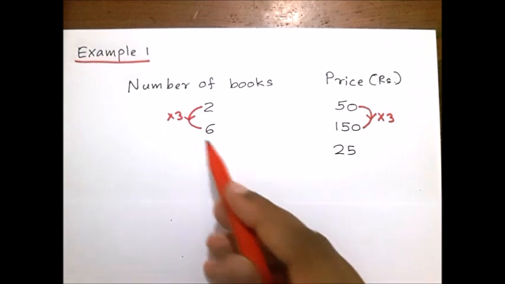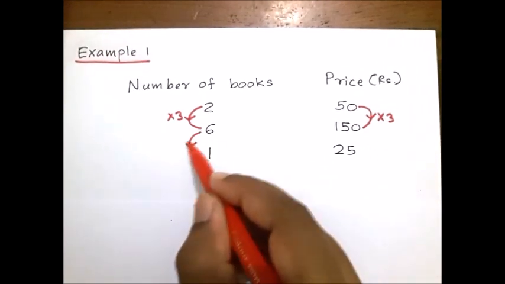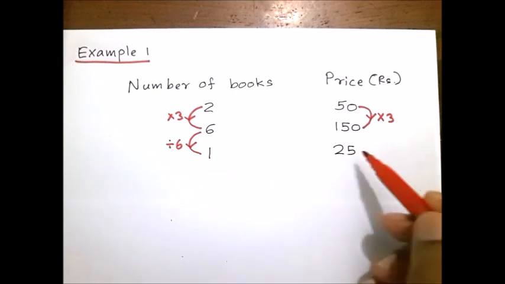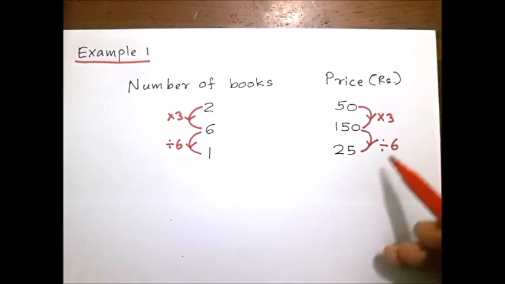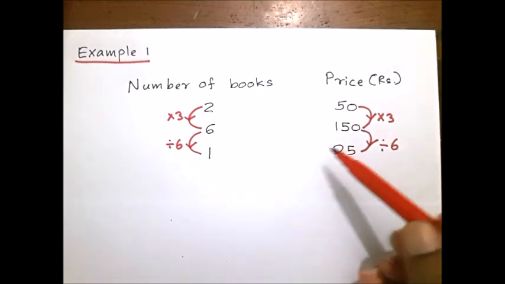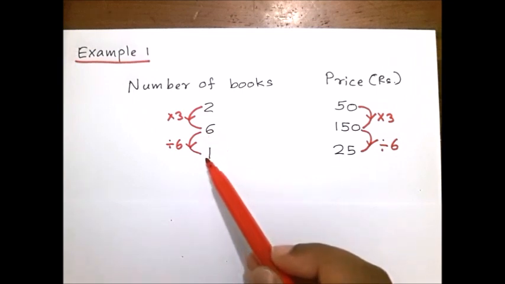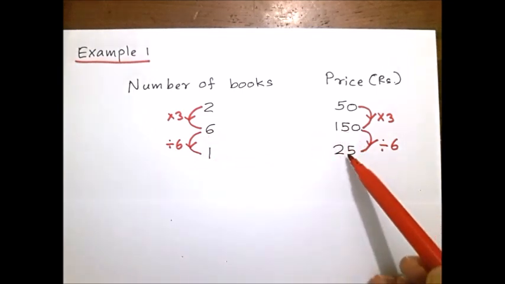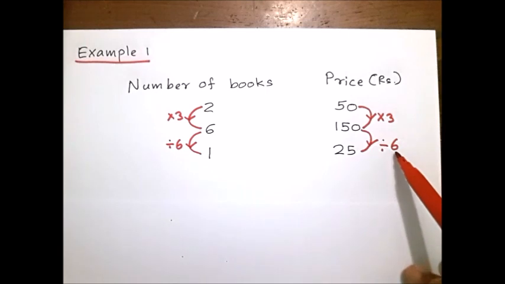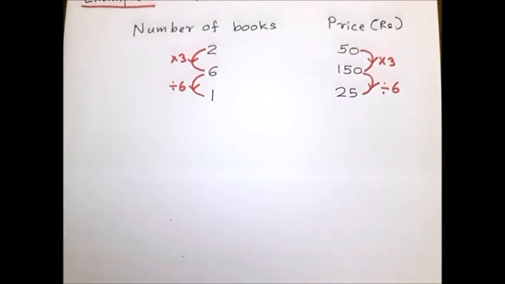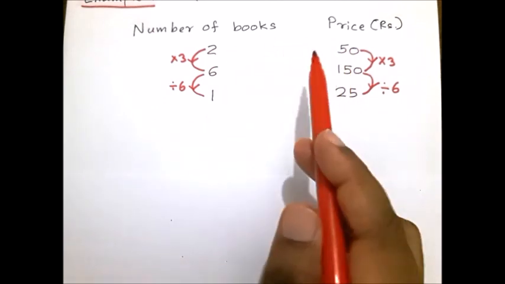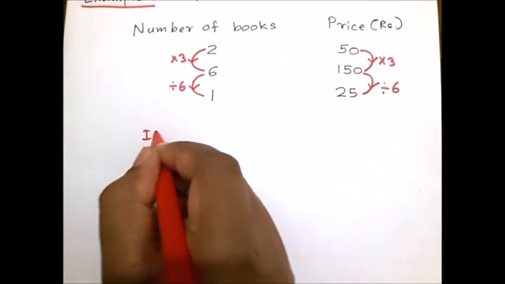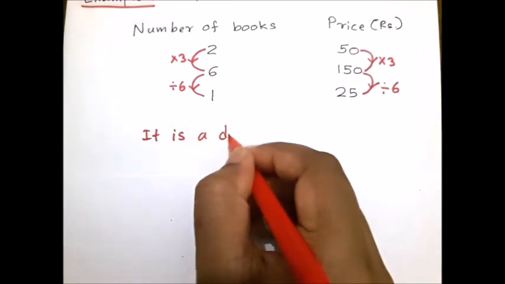Now look at these two values. 6 divided by 6 is equal to 1. Then here, 150 divided by 6 is equal to 25. Now what happened here? When one quantity decreases, the other quantity also decreases in the same ratio. The same ratio here is 6. Here the two quantities are number of books and price. We can say these two quantities are directly proportional. So it is a direct proportion.